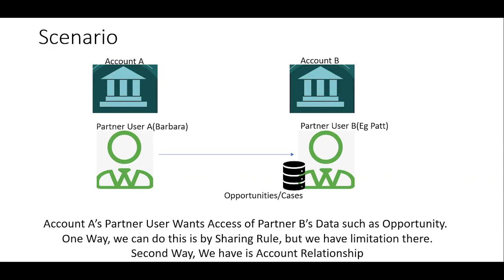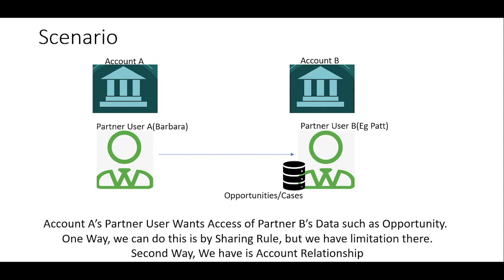Before I explain this scenario, I hope you are all familiar with how to create communities and how to enable partner accounts and partner users. If you don't know that, please refer to my part 1 and part 2 videos. In this scenario, we have two partner accounts, partner account A and partner account B, and we have enabled their partner contacts as partner users. So we have partner user A, for example Barbara, and partner user B for account B, for example Pat. Partner user A wants to get access to the data of partner user B of a different account. So how can we do this?